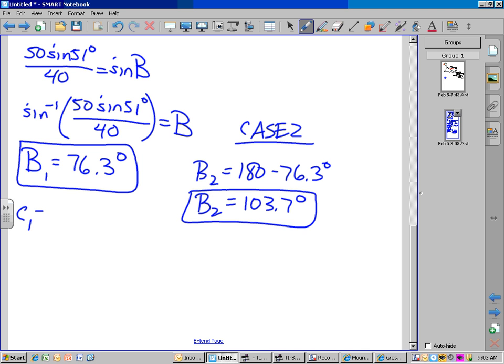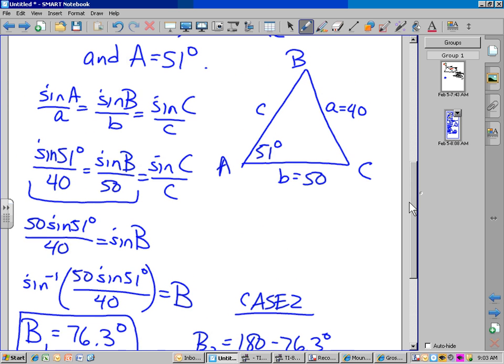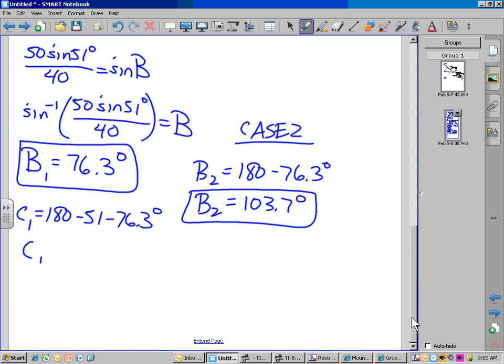So let's find C1. C1 is going to be 180 minus 51 minus 76.3. You go back up and look at your picture. We need to find C. We found B, right? 76.3. We need to find C, because you have to consider two cases. What do you mean? It's always 180 minus case 1. Always going to be 180 minus whatever you find for the inverse. That is case 2.